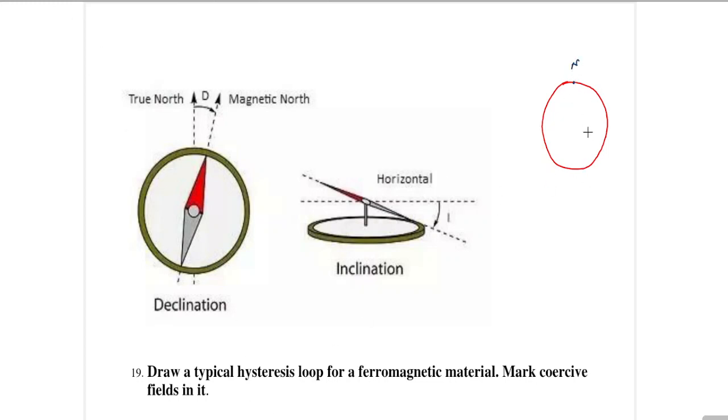the North Pole and the South Pole. These are called the geographical North Pole and geographical South Pole. Also, there are magnetic poles. So the magnetic poles are like this. This is called magnetic south. This is called magnetic north.